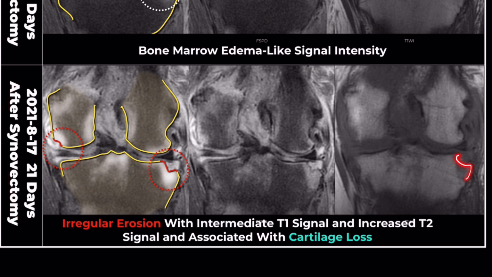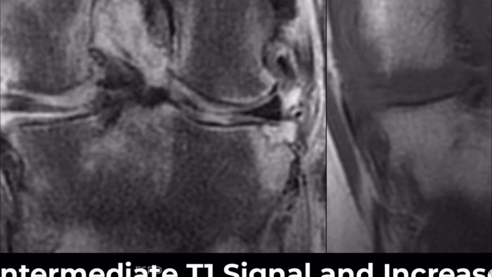We saw an intermediate T1 signal and an increased fat-suppressed proton density signal associated with cartilage loss. These findings indicate progressing synovial inflammation, destroying cartilage, and marginal erosions. As both cartilage and cortical bone are destroyed, joint space narrowing occurs.